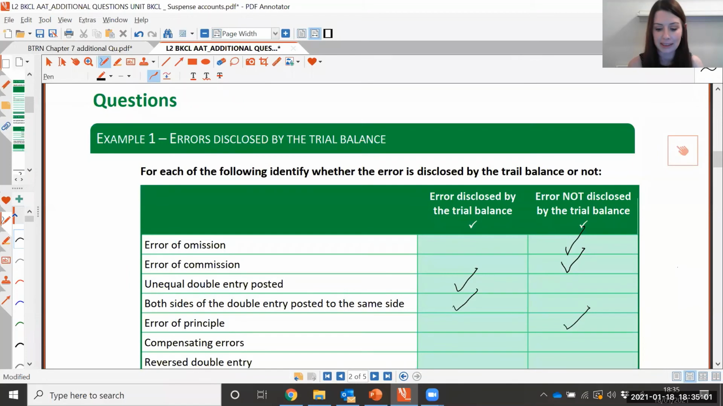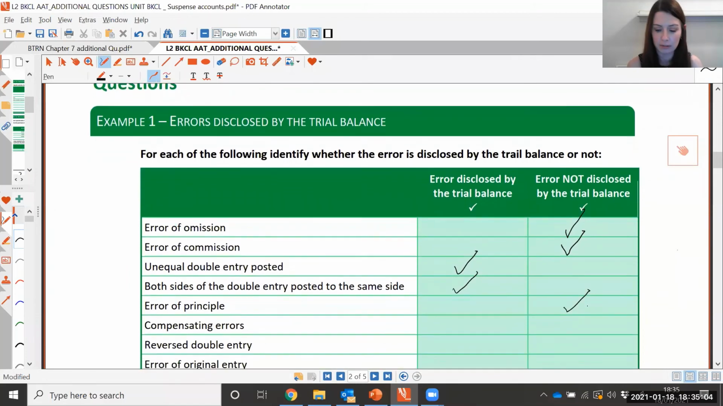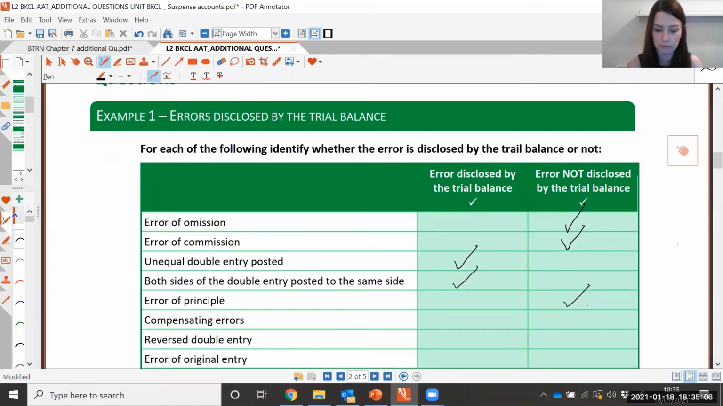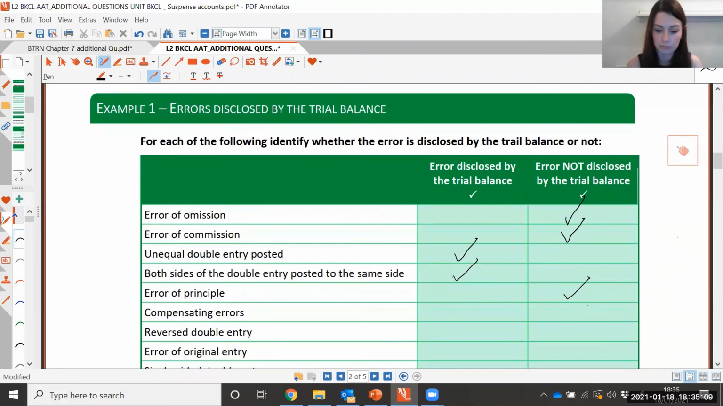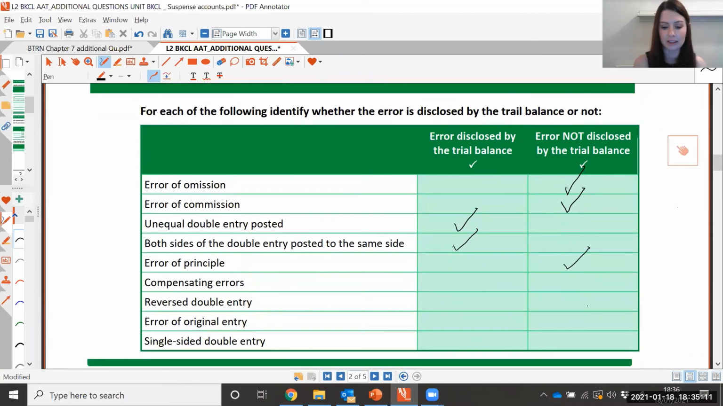What about a compensating error? So a compensating error is just something where something's gone wrong and just by chance it's equalled each other out. No, good. What about a reversal of entries? So debit and credit have been entered of equal amounts. They've just been entered the wrong way around.